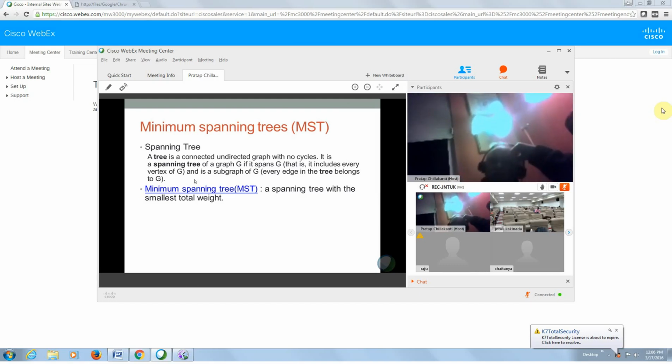So now once you know spanning tree, then minimum spanning tree is a logical extension, right? Because if the edges have weights, if you come up with a spanning tree with the smallest total weight, then it becomes the minimum spanning tree. Now that is all easier said than done, right?